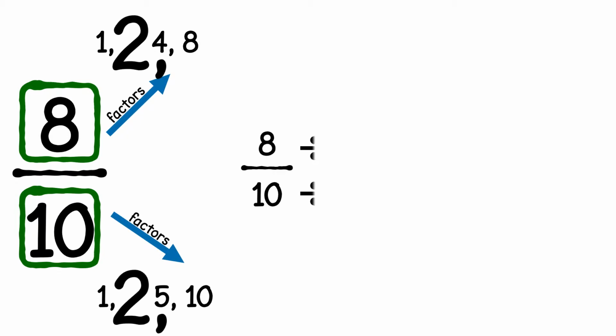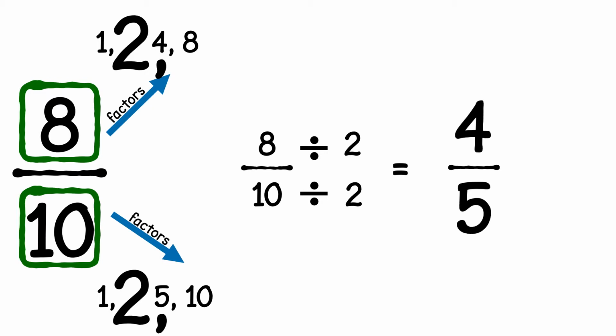Next, we divide both the numerator and the denominator by the highest common factor, in this case 2. 8 divided by 2 is 4, and 10 divided by 2 is 5. So 8/10 is simplified to 4/5.